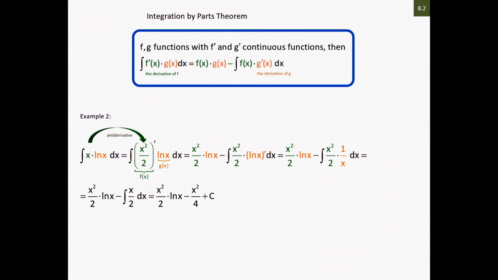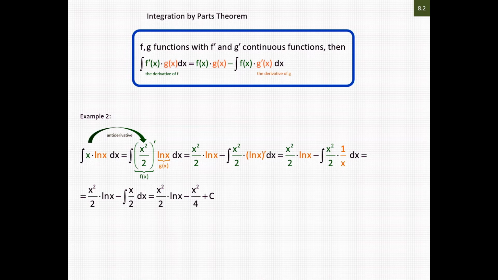In the second example, I'll evaluate the indefinite integral of x times ln x. The first step is to write the integrand as the product of two functions, one being the derivative of a function f and the other a function g. As we know, the antiderivative of x is x squared over 2. Therefore, I write the integrand x times ln x as the derivative of x squared over 2 times ln x.